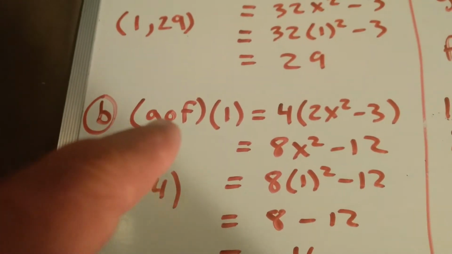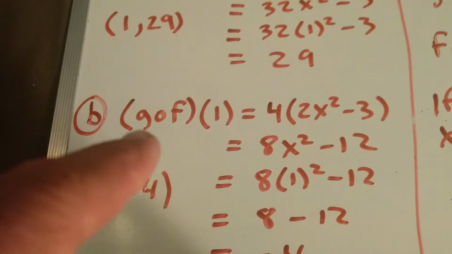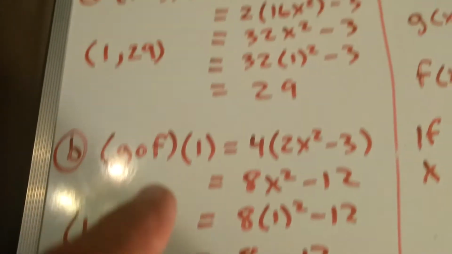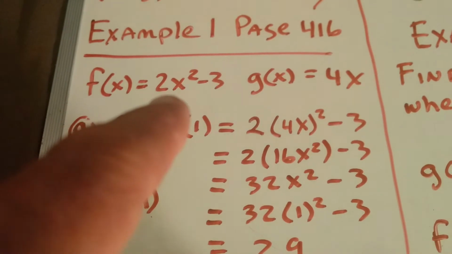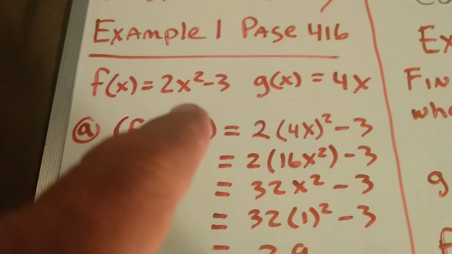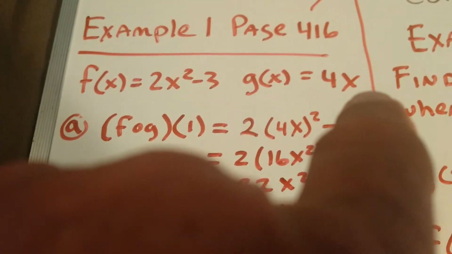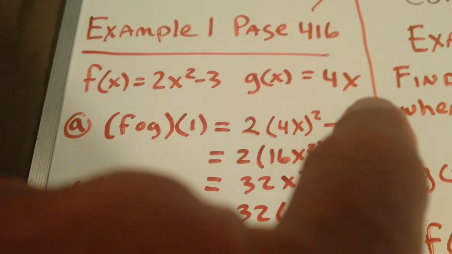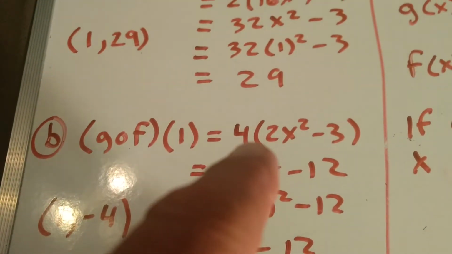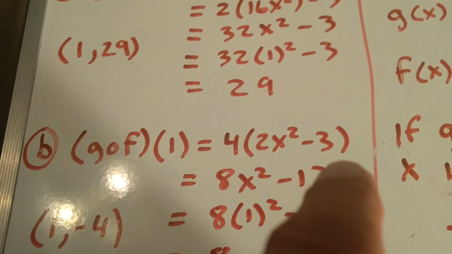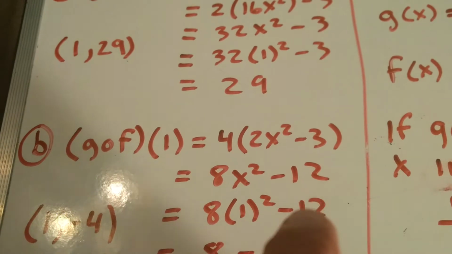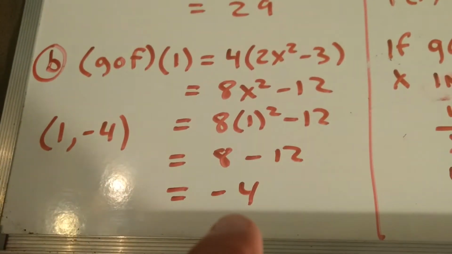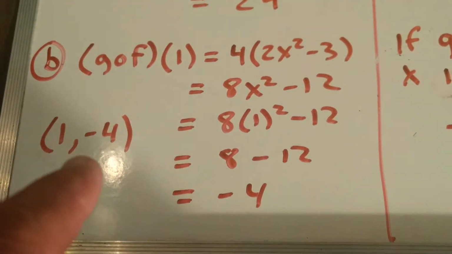Second one on there is g of f of 1. In terms of this one, we're sticking f in g. So think about that. We're taking this 2x squared minus 3, this whole thing, and we're sticking it in place of this x here. So we're taking f, putting it in for x for g. That's where I got 4 times 2x squared minus 3. Distribute. Now I can stick the 1 in there. 1 squared is 1. 8 minus 4 is negative 4. So we get the ordered pair 1, negative 4.